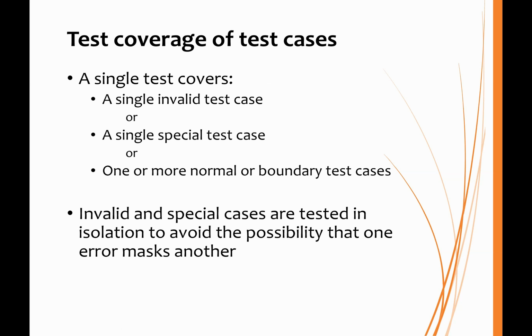As far as possible, we want the test plan to be as small as possible and at the same time cover every single test case. But having said that, we want to make sure that invalid test cases are the only thing being tested in a given test, and likewise with special cases. So in one test in the test plan, we'll cover either a single invalid test case or a single special test case or one or more normal or boundary test cases. And that will help to keep the test small while making sure that we're not masking one error with another.